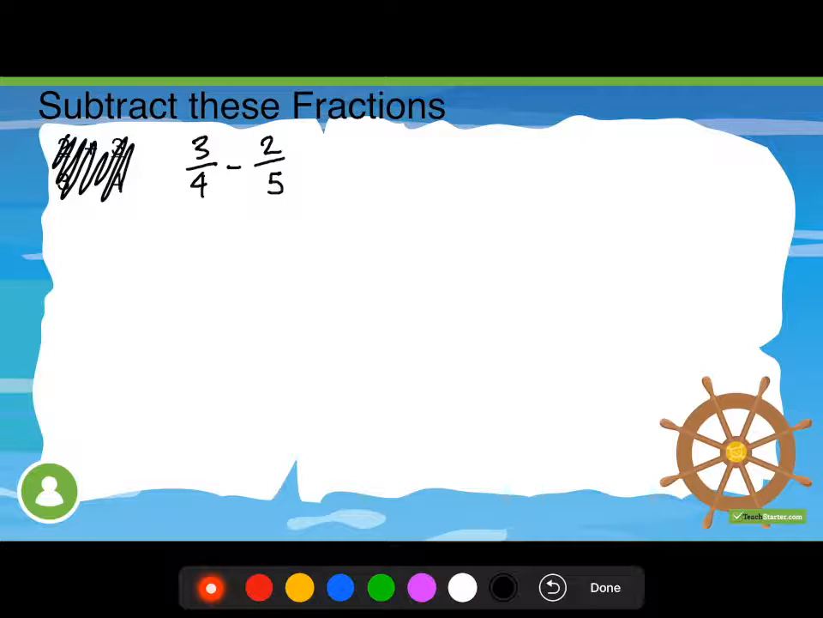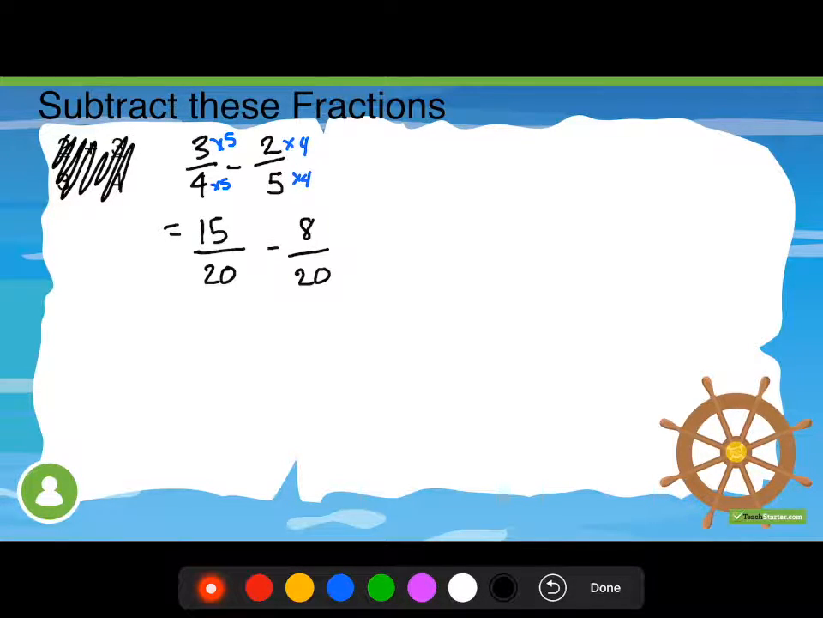Sorry for all my coughing. Okay, we need to make them the same. So let's multiply by the opposite again, just to make life simple for us. 3 times 5 is 15. 4 times 5 is 20. 2 times 4 is 8. And 5 times 4 is 20.